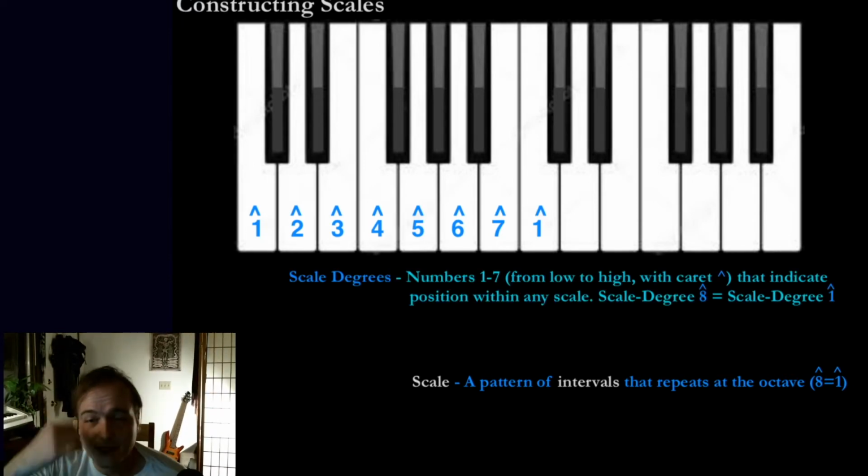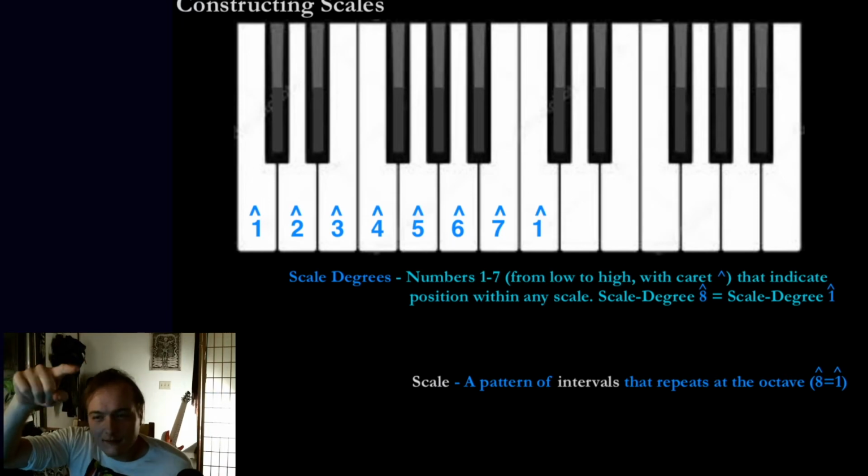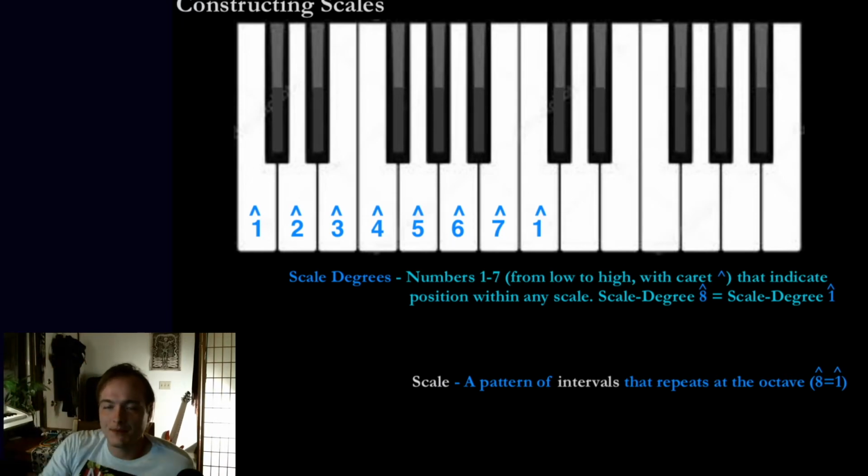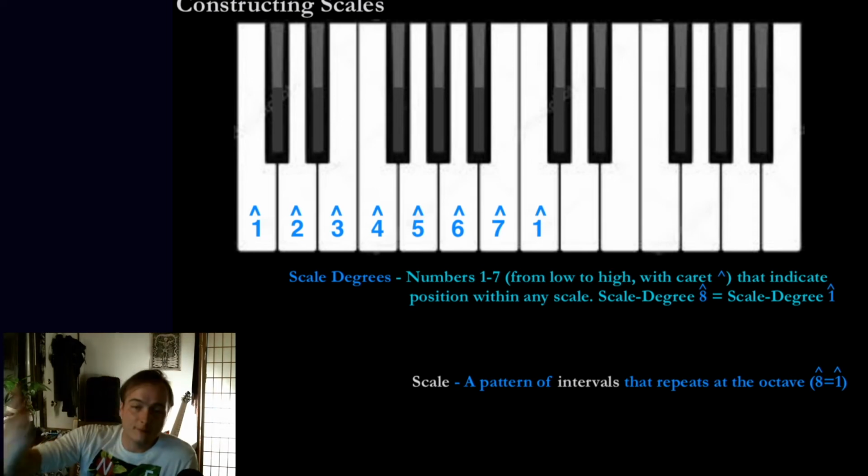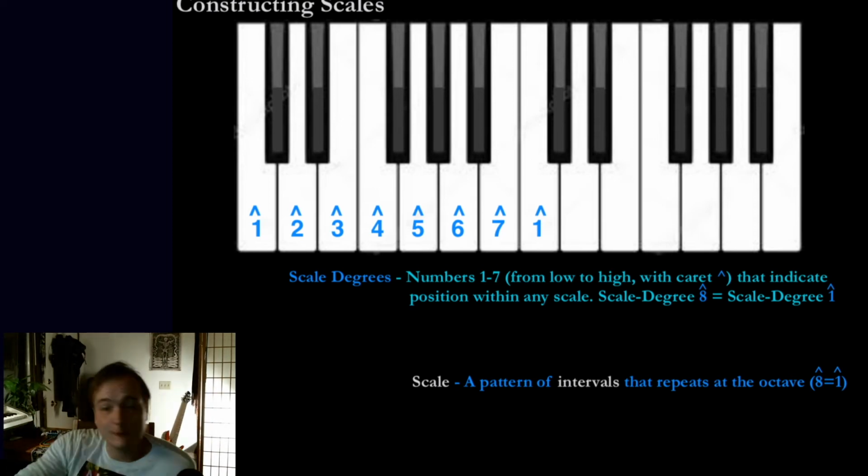Just as I said, scale degrees have a caret, a little hat, that indicates it is a scale degree. So that means you're on the fourth note, counting up from the root note, the first note. You're on the fourth scale degree. In a C scale like this, scale degree 4 is F. In a C scale like this, scale degree 7 is B. So if you see a B, that will be scale degree 7 in this scale. Okay, so that's scale degrees.